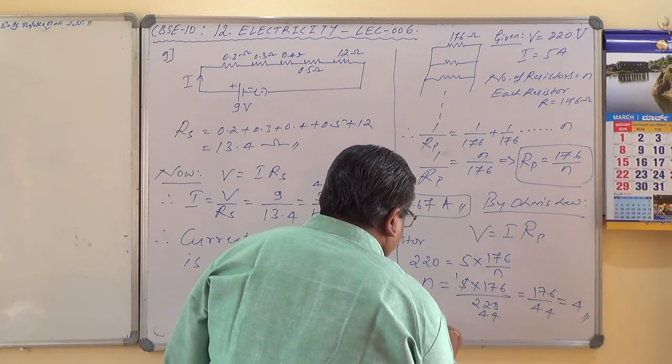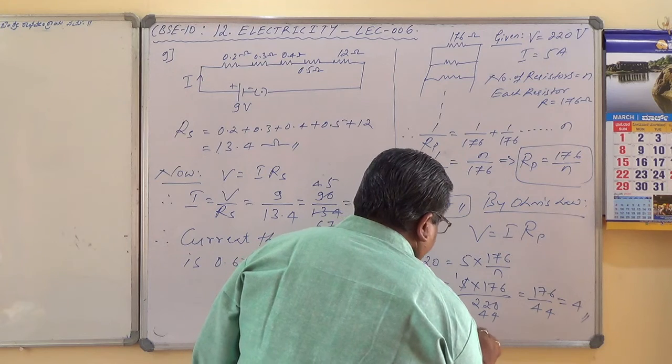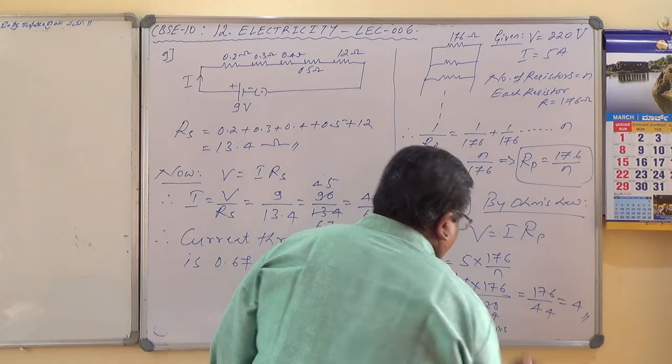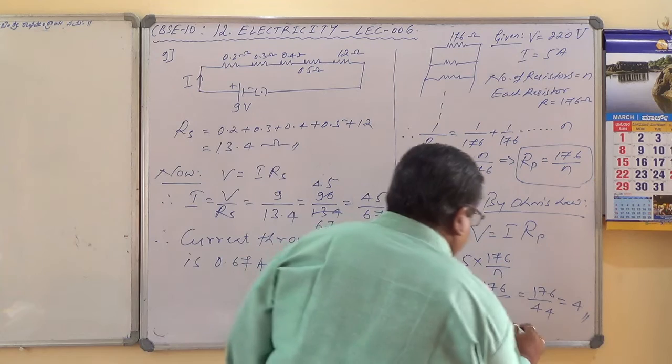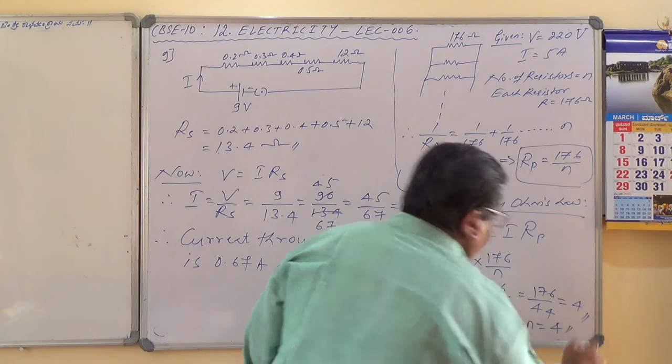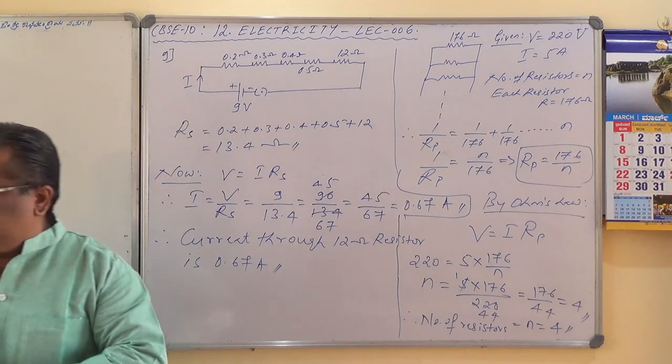Therefore, number of resistors to be connected in parallel combination equals N equals 4. We'll go to the next question.